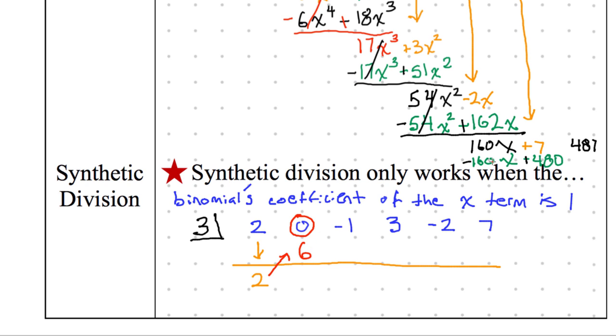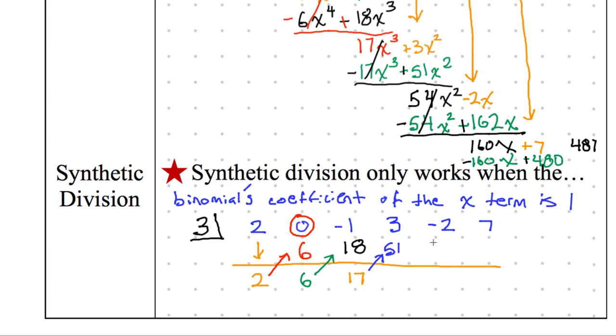6. Now I'm going to add 6 and whatever number I have here. 0 plus 6 is 6. You just add them, and then we go back up. 6 times 3, 18. 18 plus negative 1, 17. We're so fast at this. 17 times 3, 51. 51 plus 3, 54.